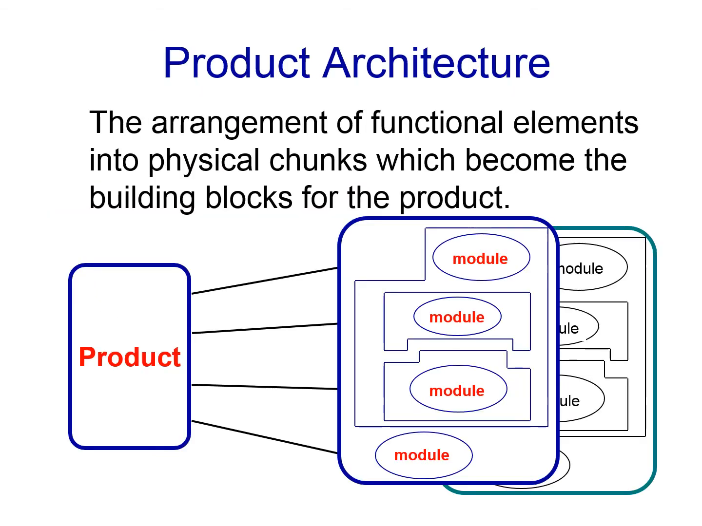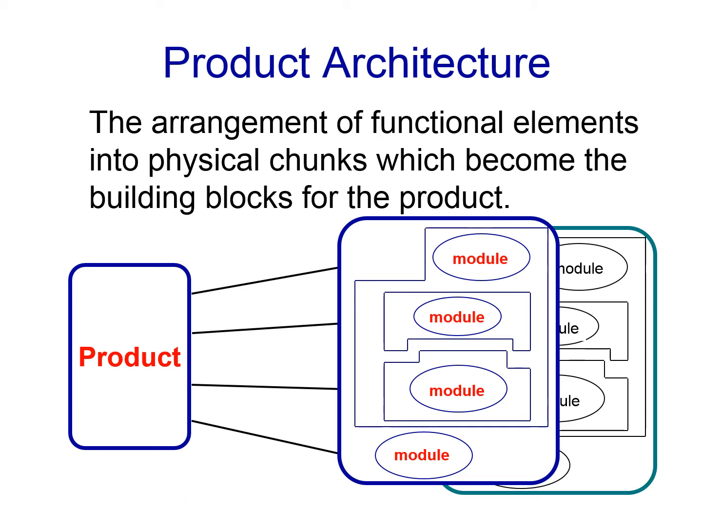We define the product architecture as the arrangement of functional elements into physical chunks which become the building blocks for the product. Functional elements are the subfunctions that implement the overall functionality of the product, as we have talked about when constructing function diagrams. Physical chunks, on the other hand, are physical elements or components or a collection of components that are used to implement these different subfunctions.